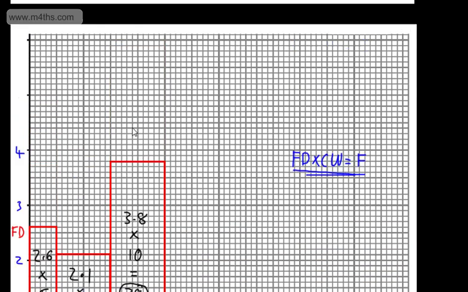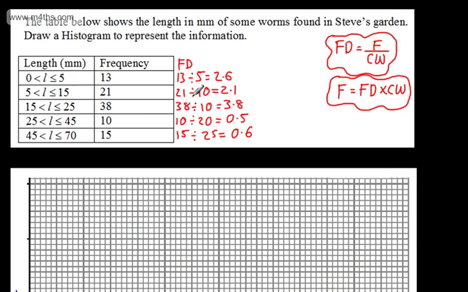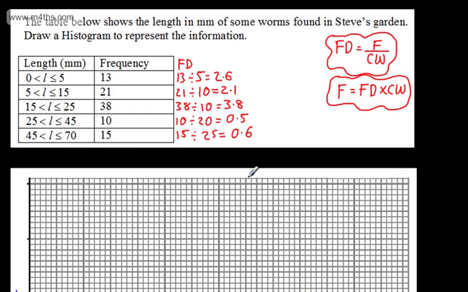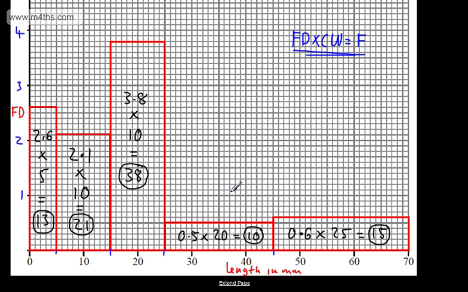So that's drawing a histogram from group frequency data or continuous group frequency data chart, and then we've put those on. You must learn this, and hopefully you'll be able to see that if frequency over class width is frequency density, then multiplying these two will give you the frequency back. So let's go ahead now, that's drawing one, and we'd label this up. We'd say that the length of the worms in Steve's garden, etc., and this is now done.